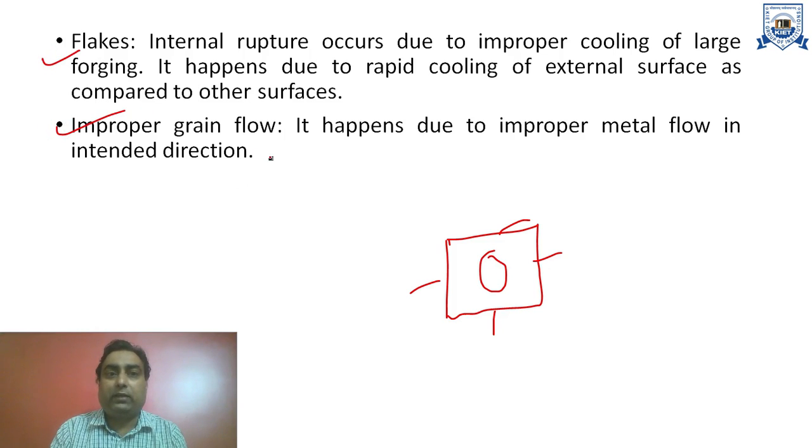Next is improper grain flow. When material is flowing in a particular direction, but there is not proper flow, there is improper flow, due to which we will not obtain the grain orientation as desired. So that is called improper grain flow.